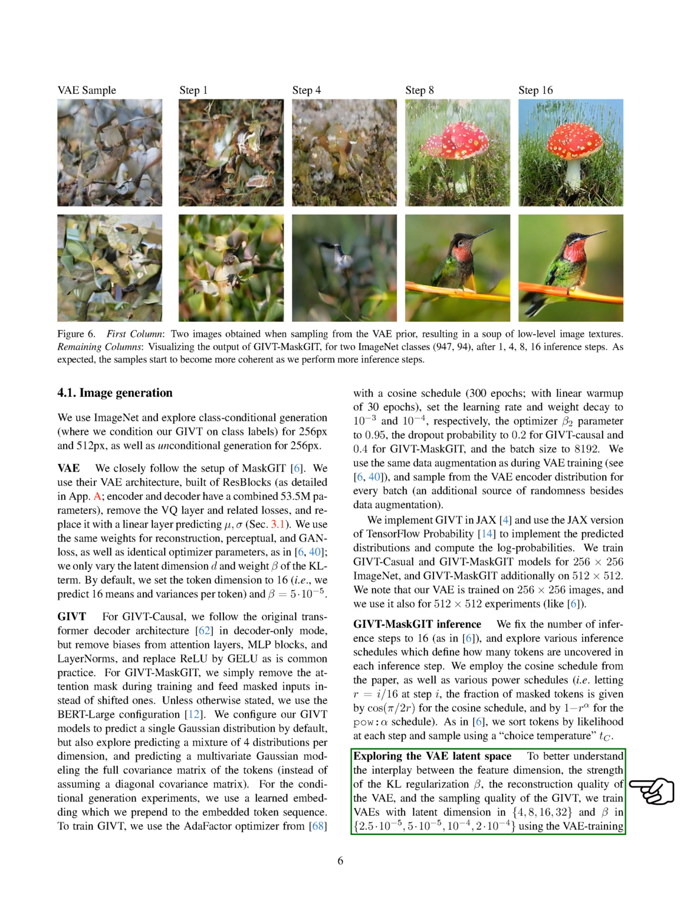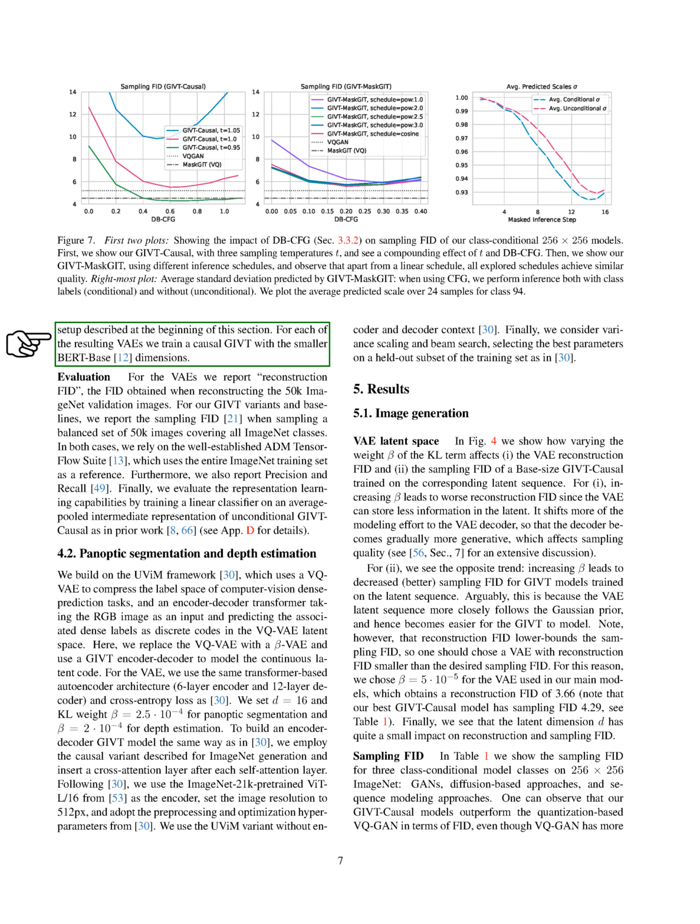To better understand the relationship between the feature dimension, the strength of the KL regularization, the reconstruction quality of the VAE, and the sampling quality of the GIVT, we've trained VAEs with latent dimensions of 4, 8, 16, 32 and KL regularization weights of 0.000025, 0.00005, 0.0001, 0.0002 using the VAE training setup described earlier. For each of these VAEs, we've trained a causal GIVT with the smaller BERT-based dimensions.